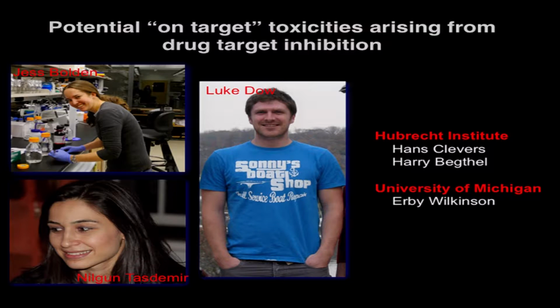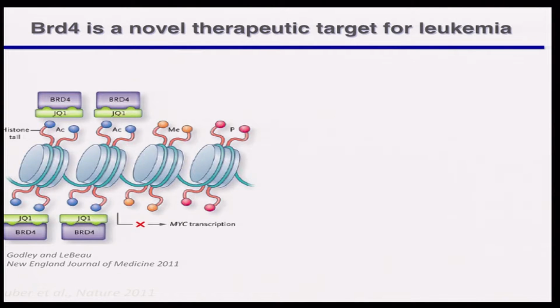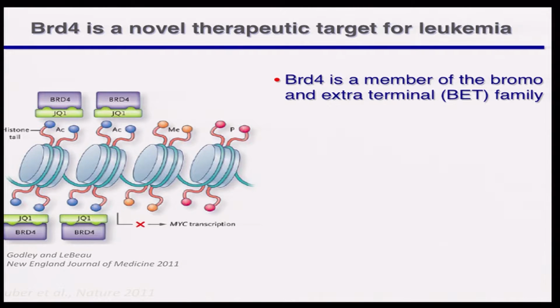So one thing we've tried to use this technology for, you think about it, if we can make a mouse very easily and knock down a gene in vivo, we could imagine what might be the consequences, the phenotype of inhibiting that gene, and if it were a drug target, would that lead to any sort of toxicity? And so a molecule we've been particularly interested in is a protein called BRD4. This is a member of the bromo-X-terminal family. It is a histone reader.